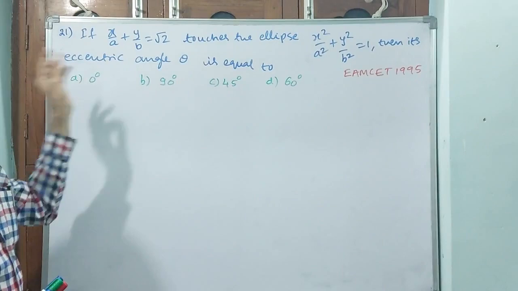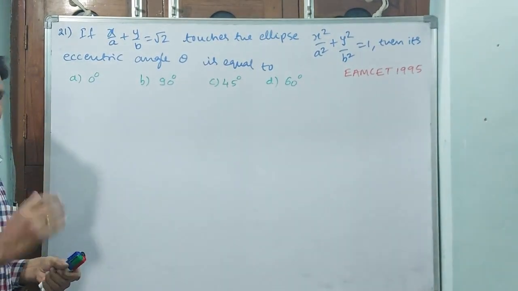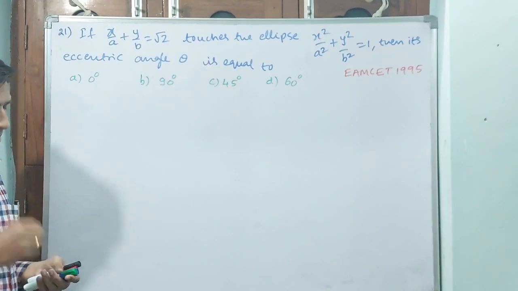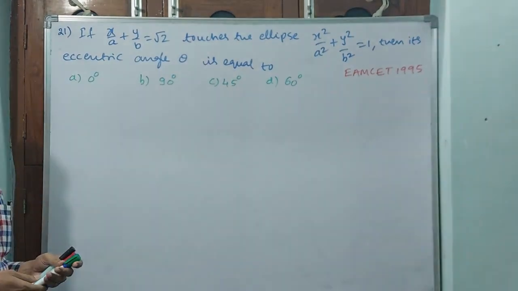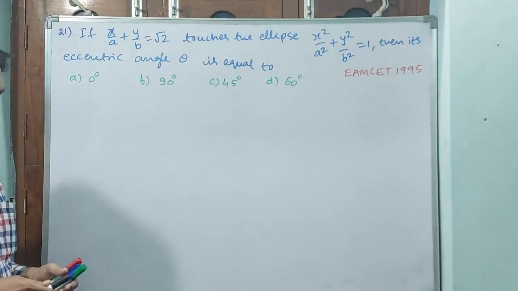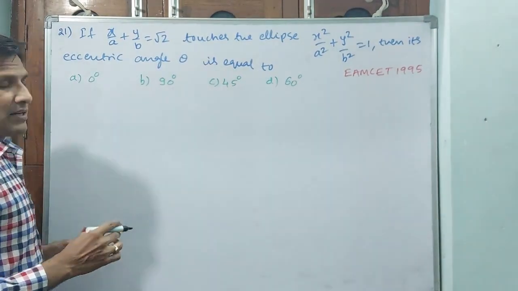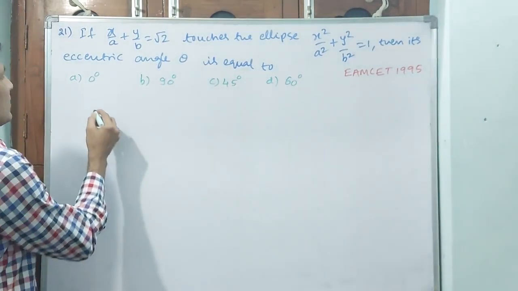Then its eccentric angle theta is... eccentric angle means theta. Theta we have to find. How are we going to find this? Is there any formula? Yes, a formula is there. That formula I am writing. What does formula mean? One theory or something like that. Okay, see what I am writing.